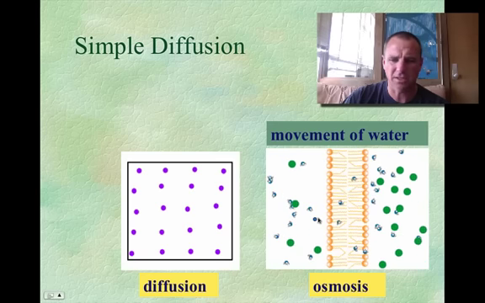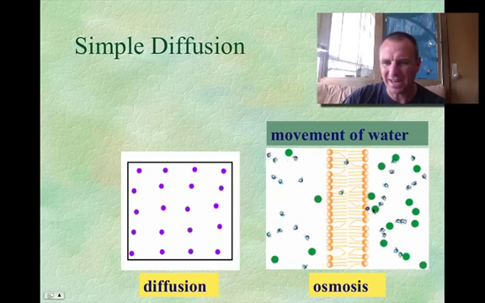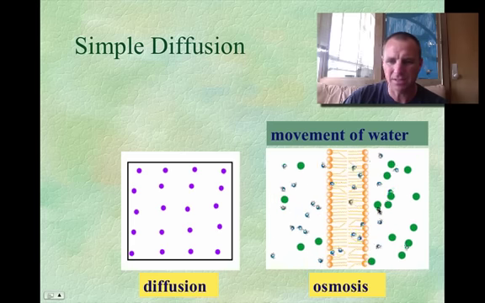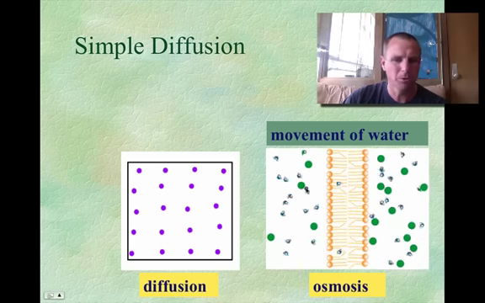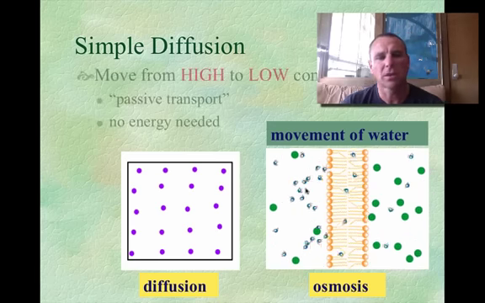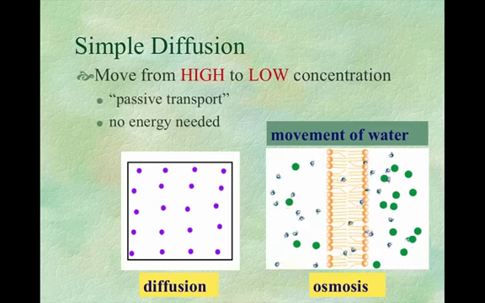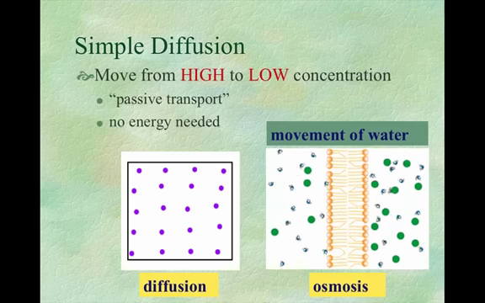You can look over here in this example of the water. These water molecules are the blue ones. They're moving from right to left until they become balanced. Now the green dots are unable to move because they're unable to move across the membrane. Simple diffusion is whenever anything moves from high to low, and it is what we call passive transport.